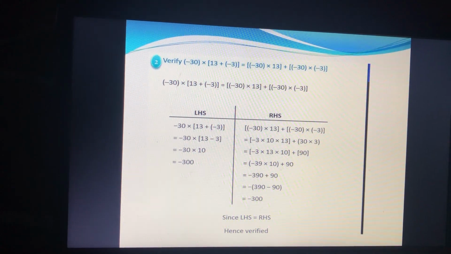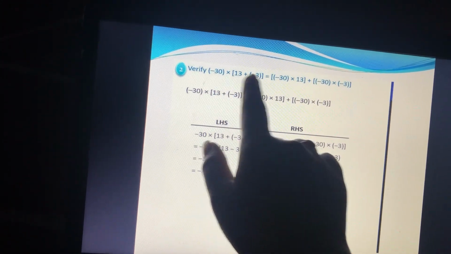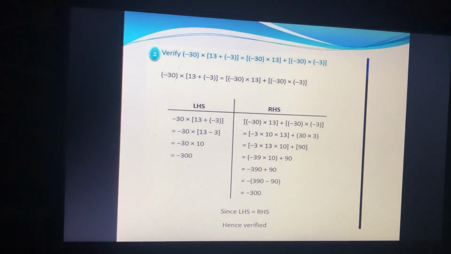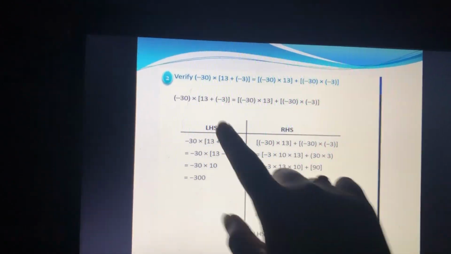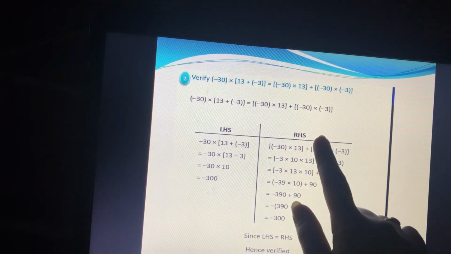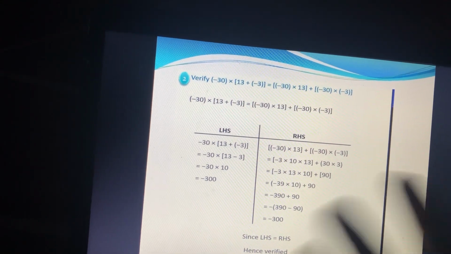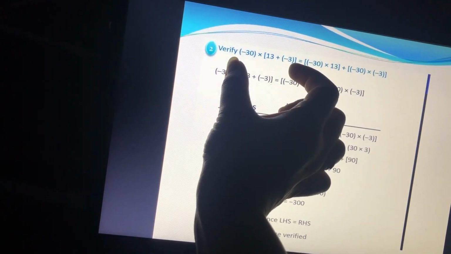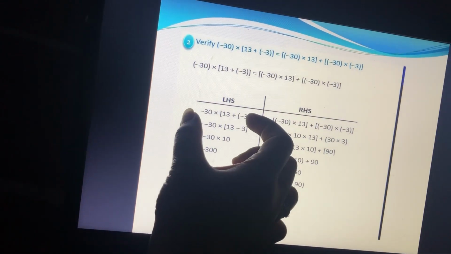Let's have one more example. Verify minus 30 multiply this is equal to this. हमें इसको verify करना है. In case of verification and checking, we have to use LHS, RHS. LHS means left hand side, RHS means right hand side. Your left arm represents left hand side, your right arm represents right hand side, right? So is equal to के इधर this is the left part and this one is the right part. Let's take the left part first.